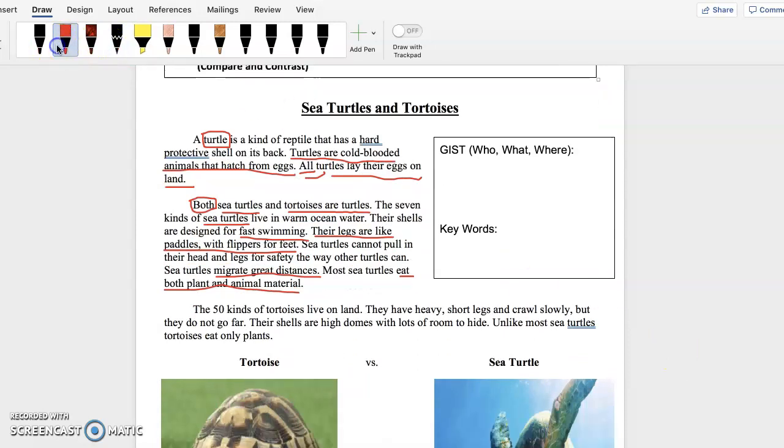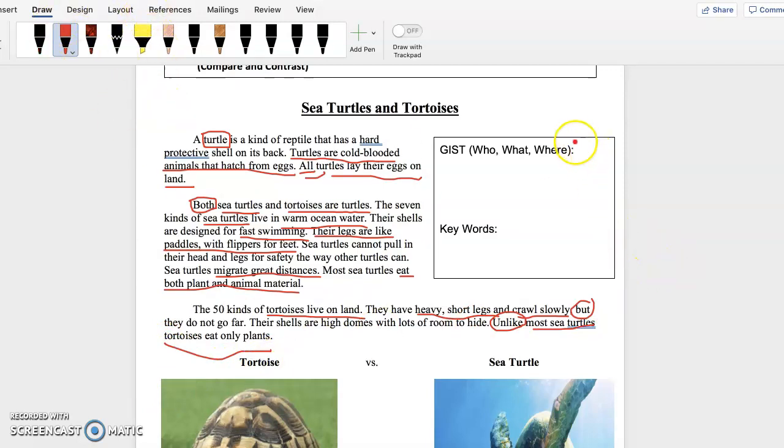Next, now we're talking about the tortoises. The 50 kinds of tortoises live on land. So we can literally see the difference. Sea turtles live in ocean water and tortoises live on land. They have heavy, short legs and crawl slowly. But, there's a key word, they do not go far. Their shells are high domes with lots of room to hide. Unlike, here's another keyword, most sea turtles, tortoises eat only plants.